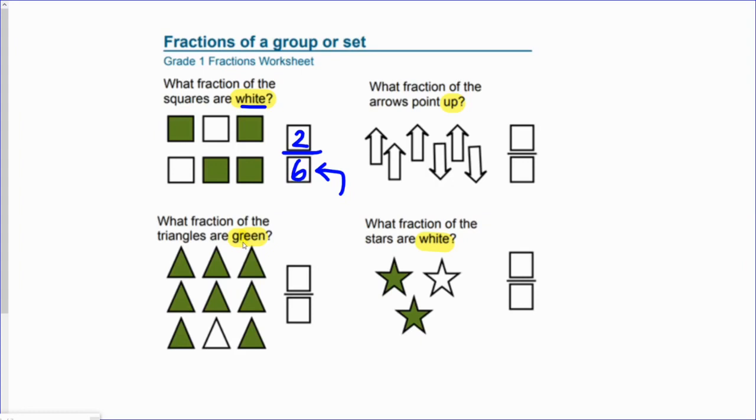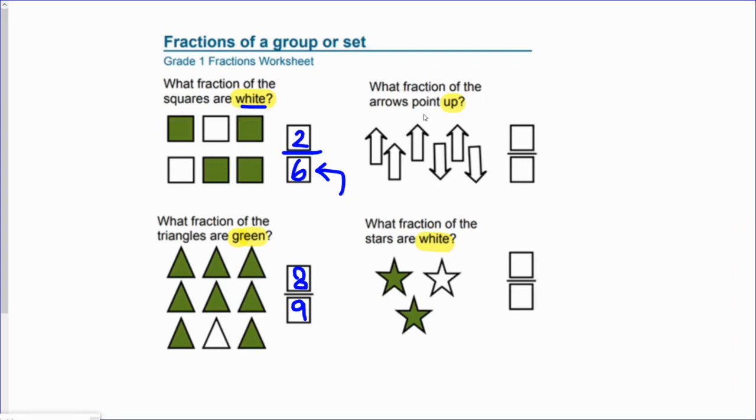What fraction of the triangles are green? Let's count them all together. 1, 2, 3, 4, 5, 6, 7, 8, 9. So the altogether number is 9. And how many are green? 1, 2, 3, 4, 5, 6, 7, 8. So 8 are green, and maybe you didn't need to count because you could see only one triangle was white, and you know that 9 take away 1 is 8.